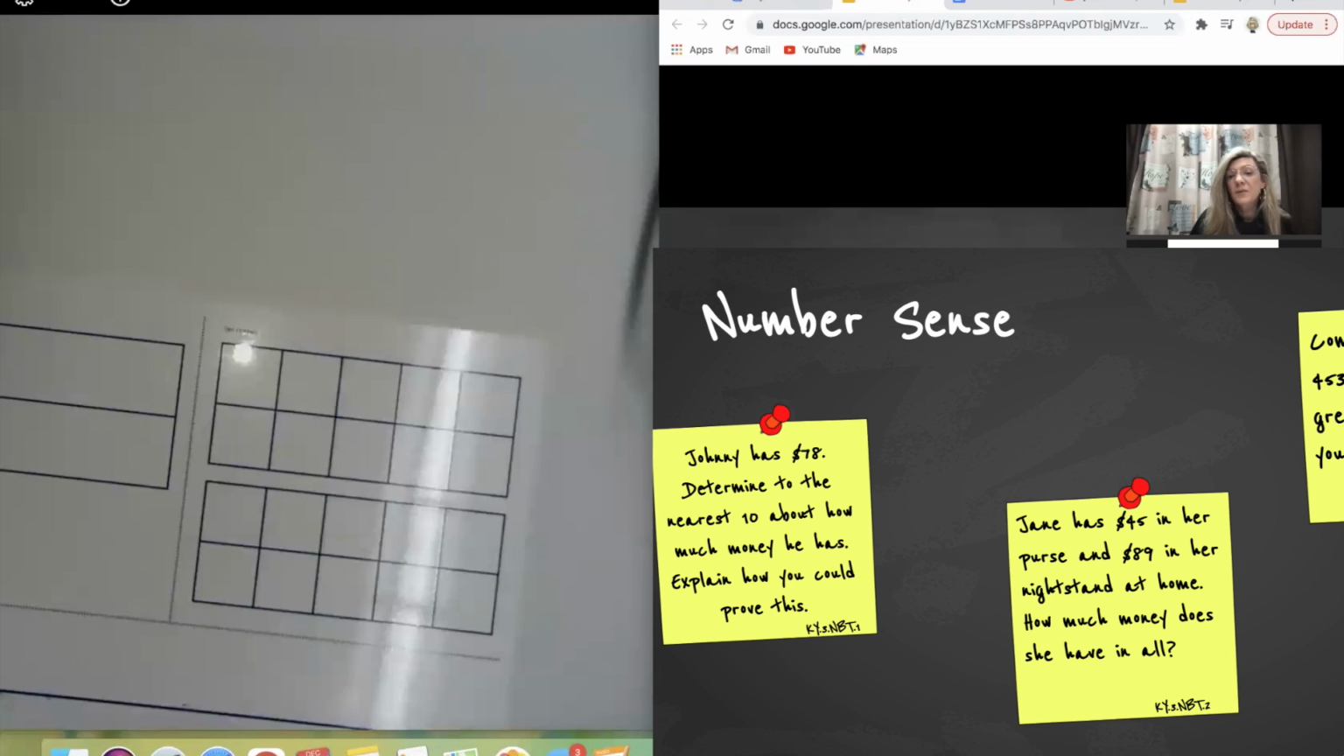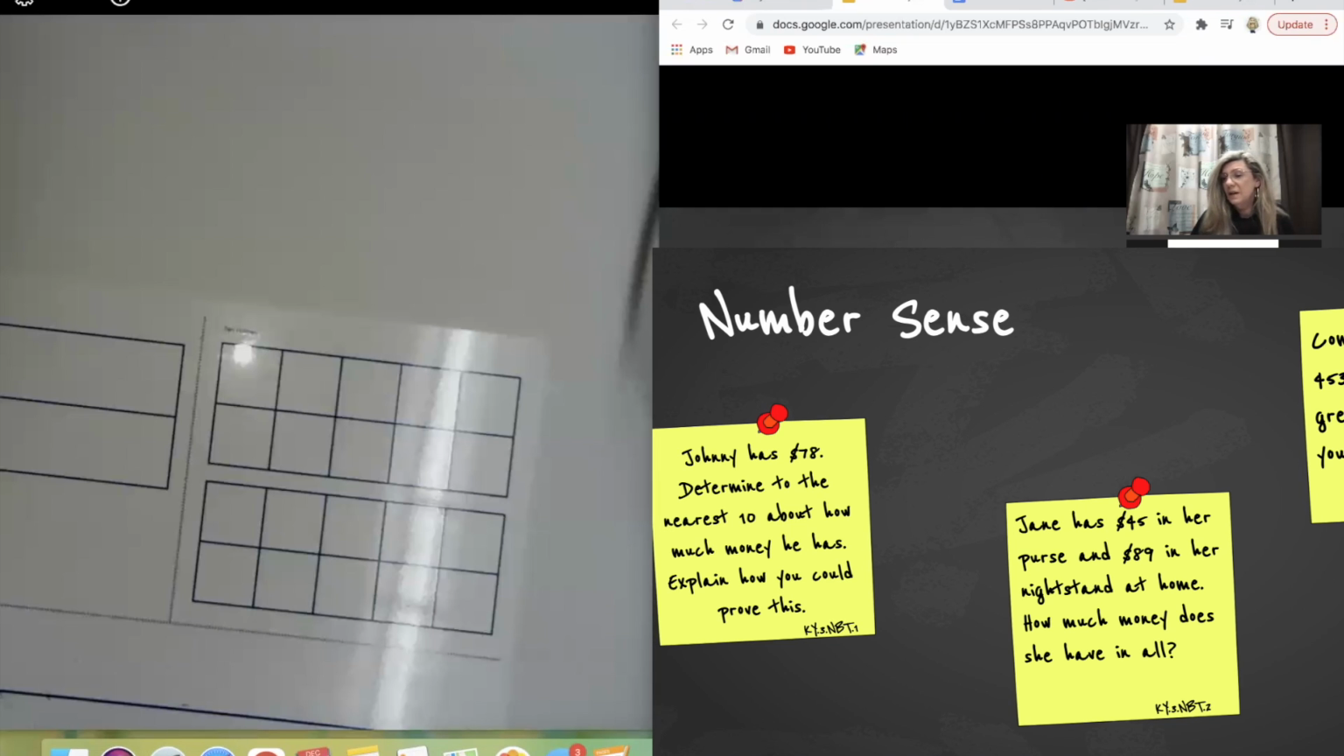So we're going to look at another third grade one. Jane has $45 in her purse and $89 in her nightstand at home. How much money does she have in all? Okay. Now, of course, this standard has a limit with it.